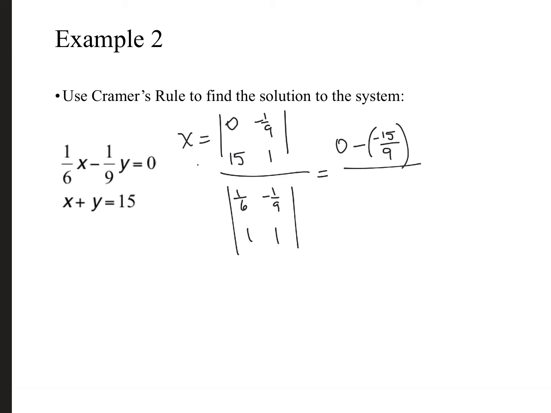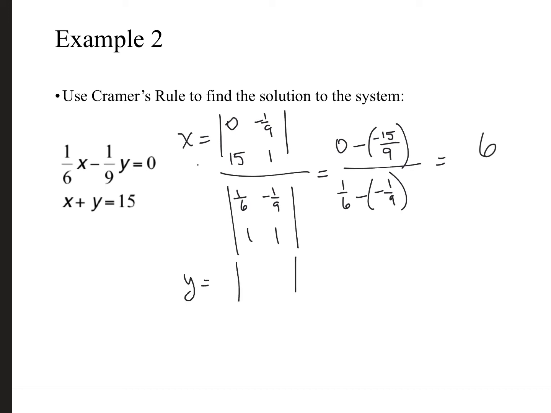And then on the denominator, down is 1/6 minus the up, which is -1/9. This may require a calculator, I don't know. Depends on how comfortable you feel with fractions, but this all simplifies to be 6. And now let's do the y.